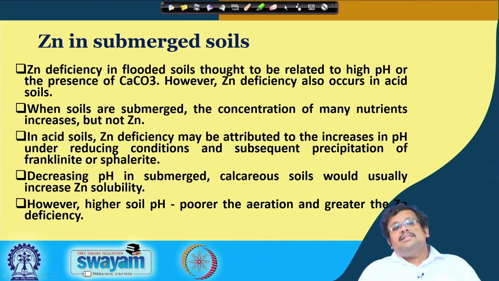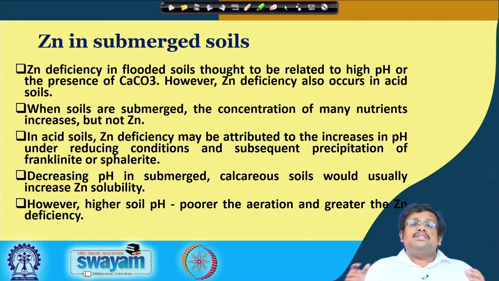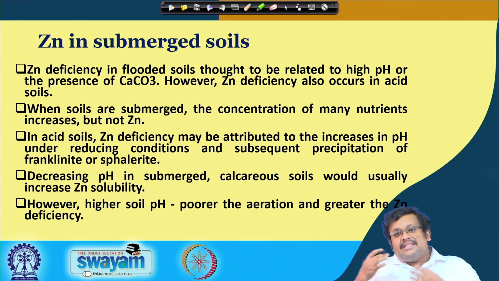Now, let us talk about the zinc in submerged soil. Zinc deficiency in flooded soil is thought to be related to high pH or the presence of calcium carbonate. However, zinc deficiency also occurs in acid soils. Now, when the soil is submerged, the concentration of many nutrients increases, but not zinc. So, you can see when we are submerging the soil, the concentration of available phosphorus increases, available iron increases, available manganese increases.